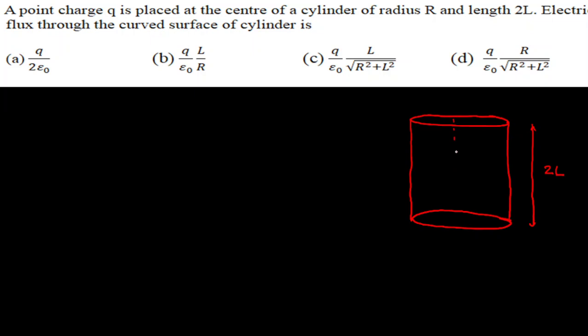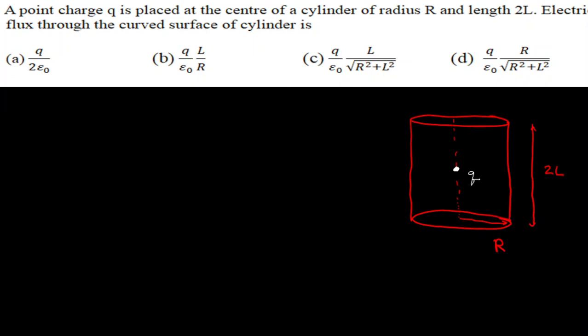So let me just draw an axis first. Let's say this is the axis and the radius of the cylinder is capital R. Okay, and now we have placed a point charge at the center of the cylinder. So this is the center. That means on the axis, and at the middle of the length we have placed a point charge Q. Then what has been asked? The electric flux through the curved surface of the cylinder.